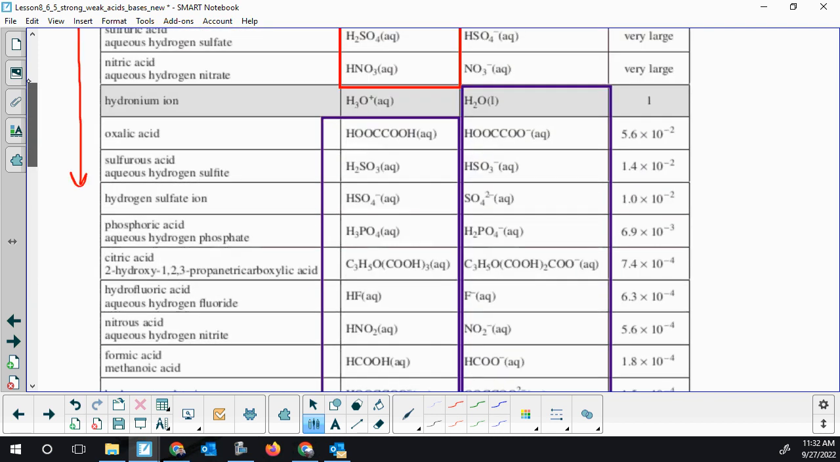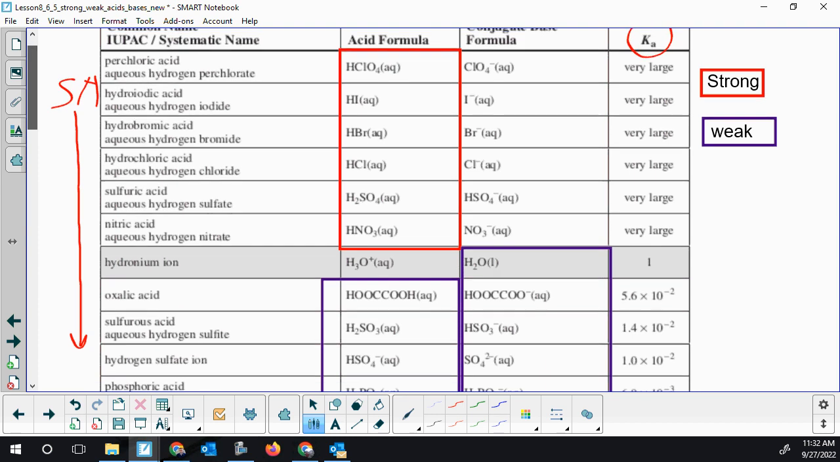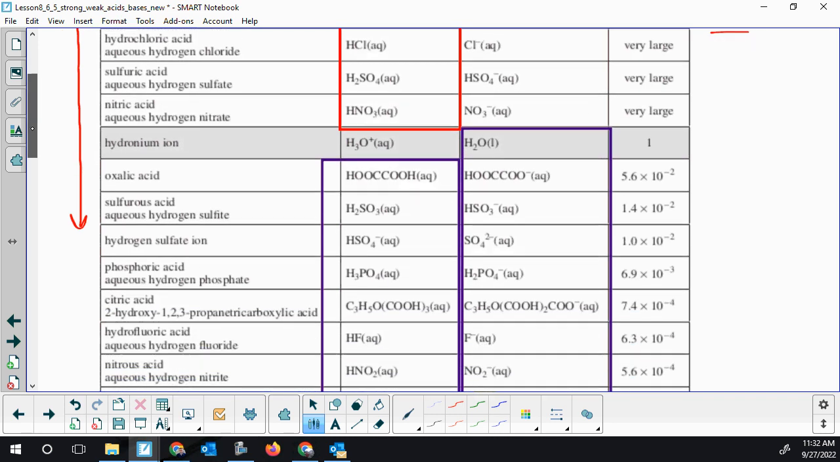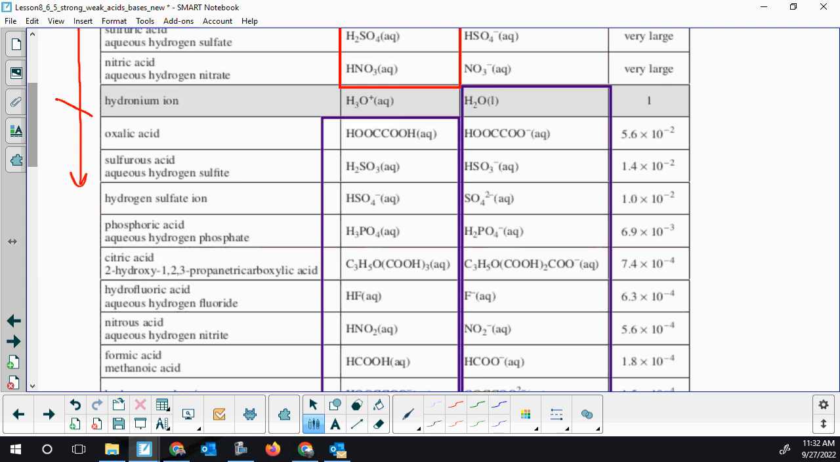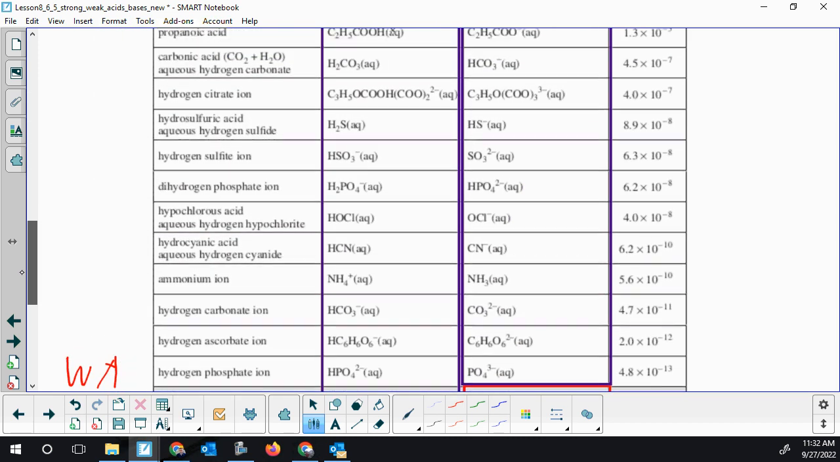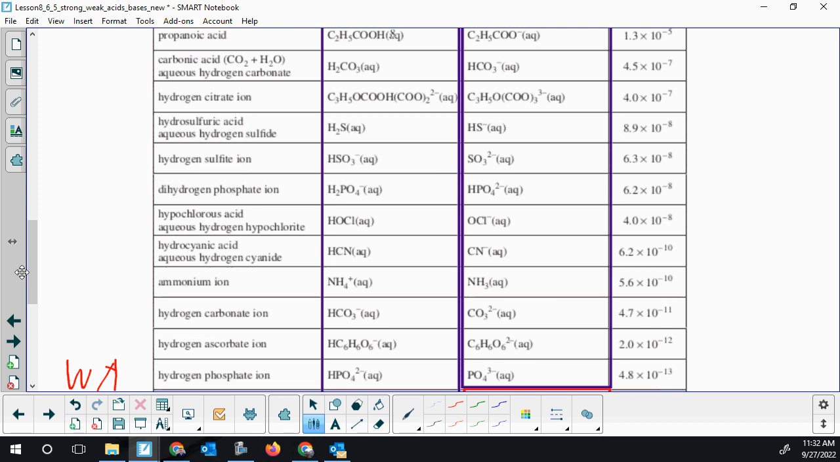So you've got a bunch of ties for strong acids in the red box. Then you've got a purple box that's labeled weak, and they're in order. Okay. So the best of the weaks is oxalic acid. It's still not 100%. It's less than 100, but it's the best of the weaks. And you go all the way down. So hydrogen phosphate ion is an acid, but it's maybe 1 in a million transfer.